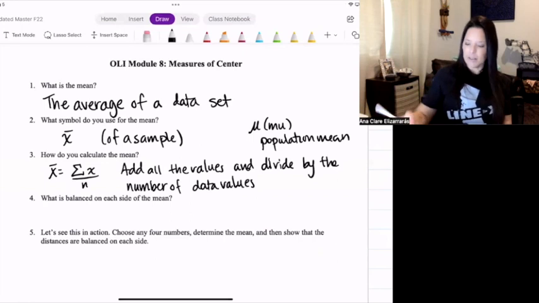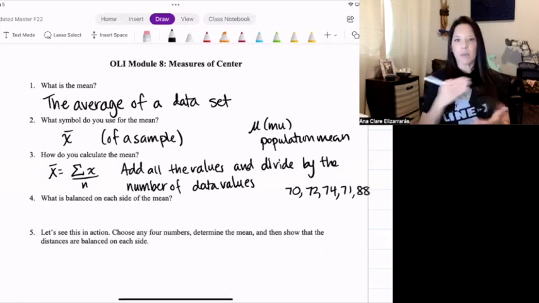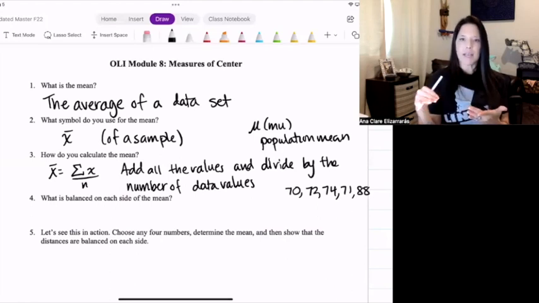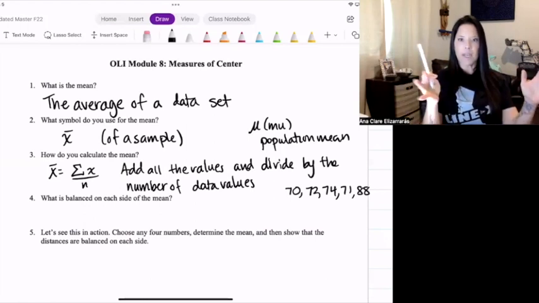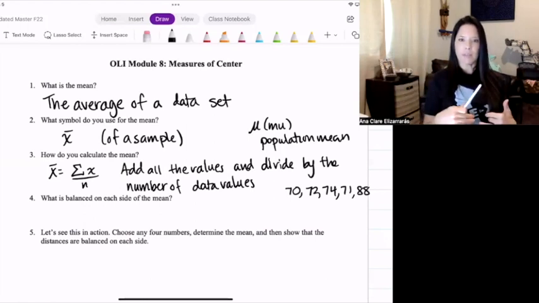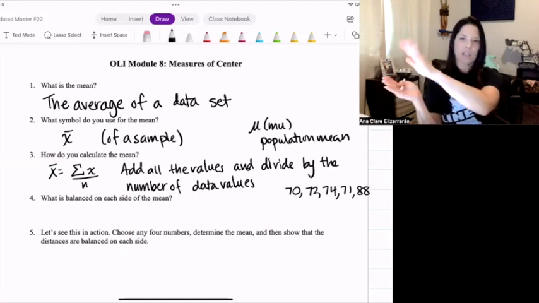For instance, if I had the scores 70, 72, 74, 71, and 88, and I wanted to find the average of that, I would add 70, 72, 74, 71, 88, and I would divide that by 5 because there were 5 numbers there. When you are doing this on a calculator, you've got to make sure that you either add them all first and get a total and then divide by the sample size, or you need to use parentheses. Otherwise, your calculator is going to do the division first.